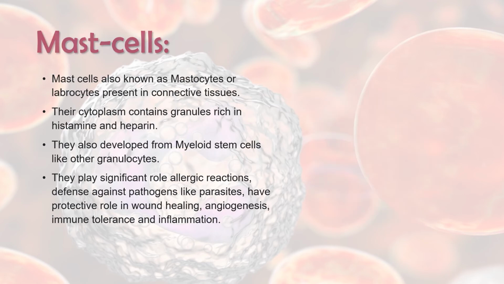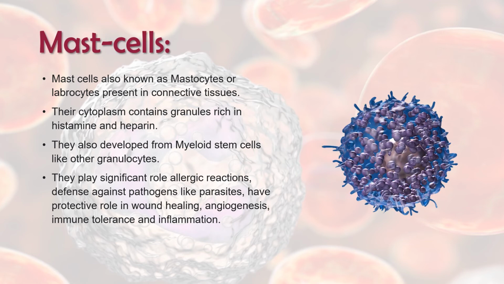Now this is a mast cell. Mast cells are also known as mastocytes or labrocytes, which are present in the connective tissue. So this is the structure of the mast cell. Their cytoplasm contains granules which are rich in histamine and heparin.